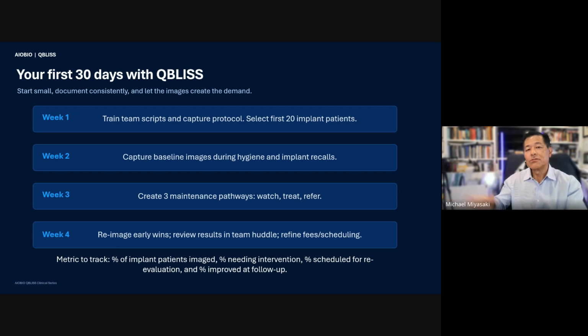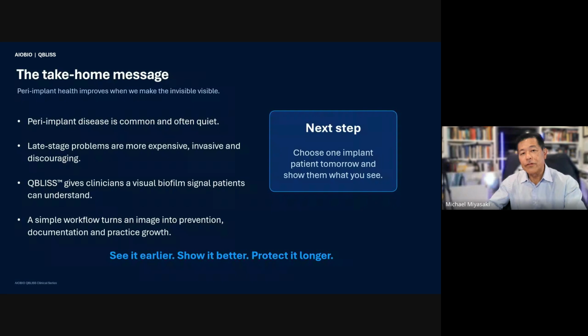Create some pathways of treatment. Hey, everything looks good, so we're going to continue to watch it. This doesn't look so good, we need to get in there and treat it. Or this looks really bad, we're going to need to refer you out to specialists if you don't do any kind of the surgical retreatments. So remember that imaging of, if we go from a disease state to a non-disease state, that's good. Show the patients that. It encourages them because we have some early wins. And then track some of the metrics: the number of patients that you see, the percentage of patients that have peri-implant disease, the ones that we've been able to provide some intervention with.